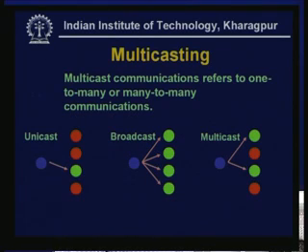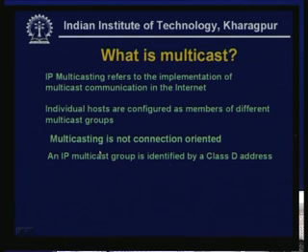Now, as I said, multicast communication refers to one to many or many to many communications. For example, over here this is unicast, when the source is one, destination is one. Broadcast, when source is one and destination is all, and multicast, destination are a few. So, IP multicasting refers to the implementation of multicast communication in the internet. Individual hosts are configured as members of different multicast groups. Multicasting is not connection oriented. An IP multicast group is identified by a class D address. So, these are the general parameters.